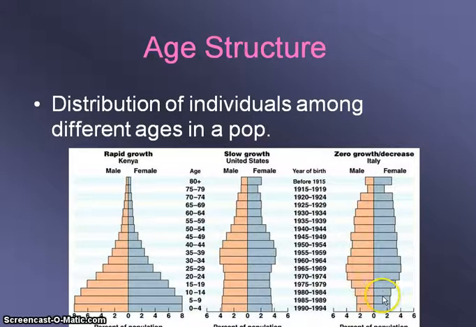And then with this one, with Italy, you can see a lot more middle-aged people and even a few more older people than younger. So this would be having no growth to your population, maybe even a slight decrease in the population.